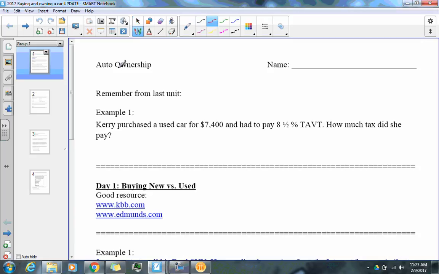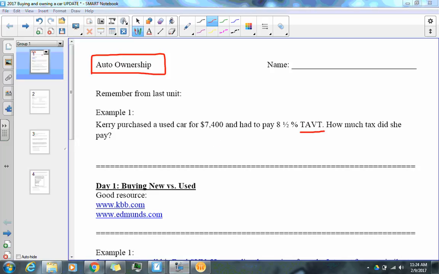All right, in this video, we're going to be talking about auto ownership. So we're going to now start to talk about cars. Before we get started, we'll talk about something from the last unit, which is the TAVT. The TAVT basically is the sales tax of a car.